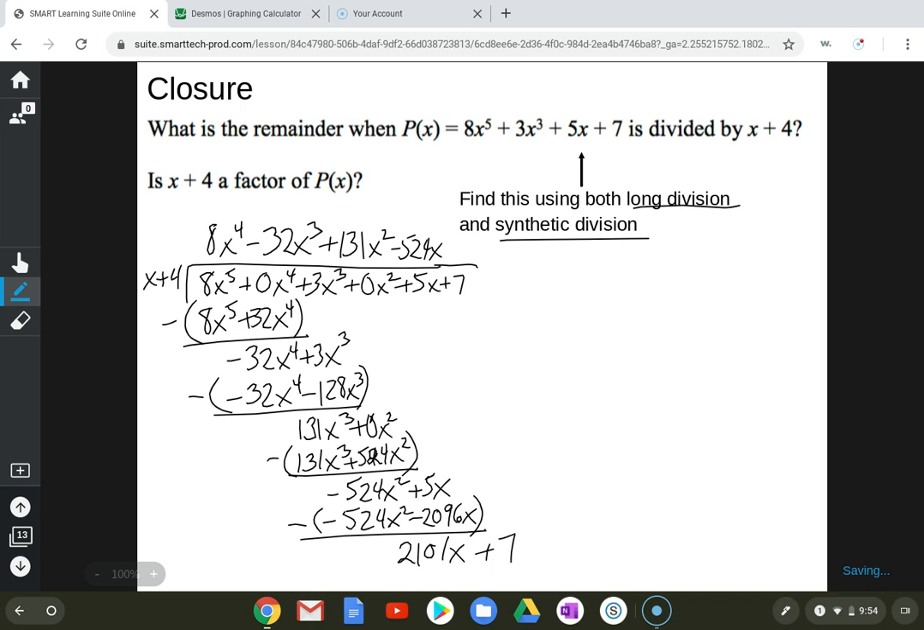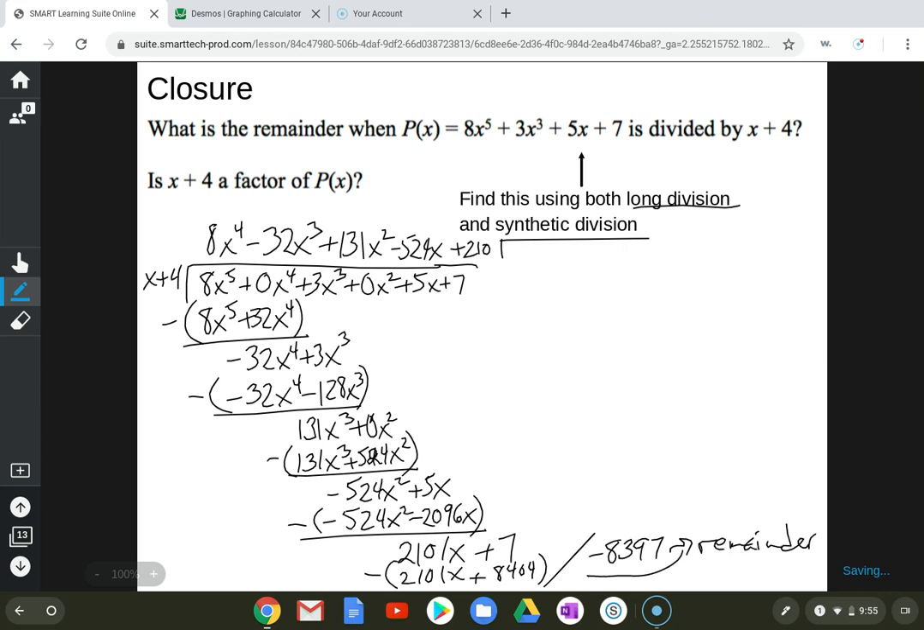So my final 2101, if I multiply this in, 2101x plus 4 times 2,101. They're challenging me because I didn't bring my calculator with me. So I have 8,404. We're going to subtract down. And our final remainder here, which is kind of squishy: 7 minus this, so I end up with negative 8,397.